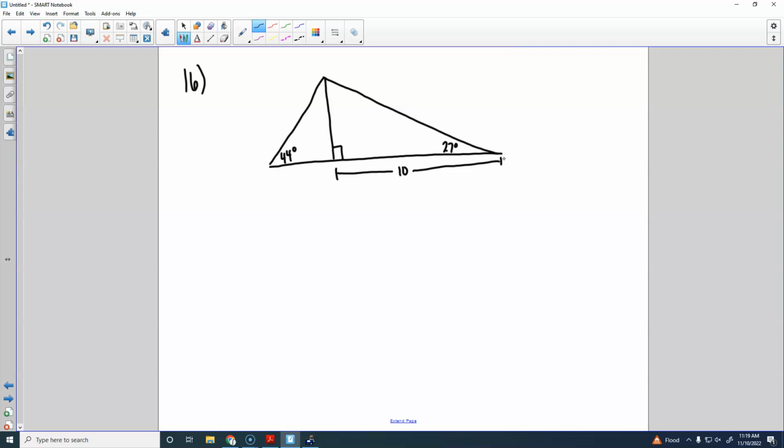Okay, so these are going to be multi-step problems, because the question asks for us to find the area of the triangle. What's our formula for area of a triangle? 1/2 base times height, right? So in this triangle, we could let this be our base. This side right here is our height.